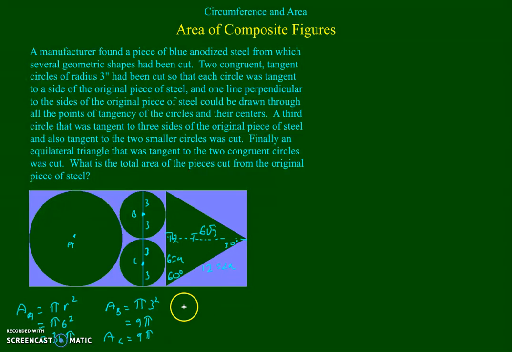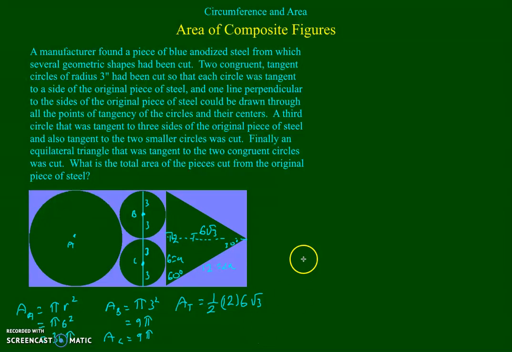So now I have that side length, so the area of T is 1/2 base, well the base is 12, times the height, which is 6 square roots of 3.